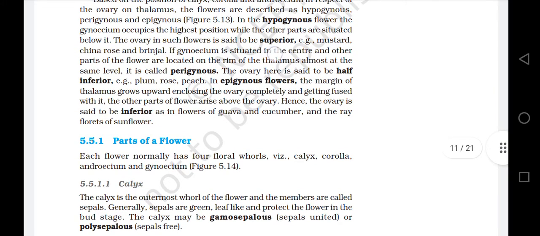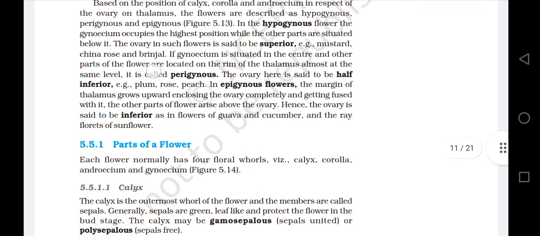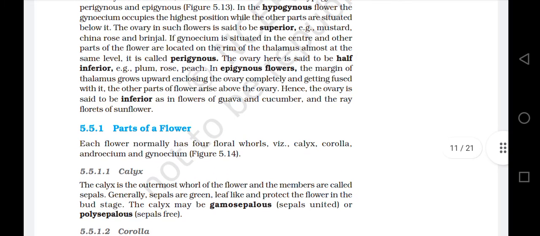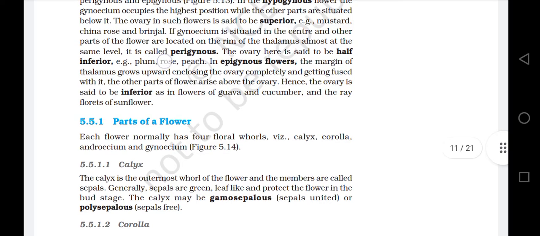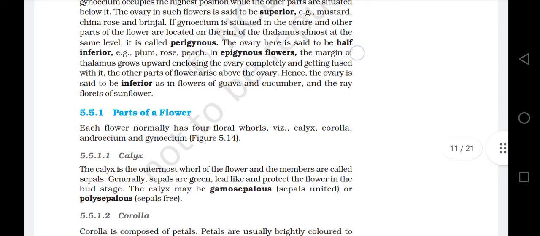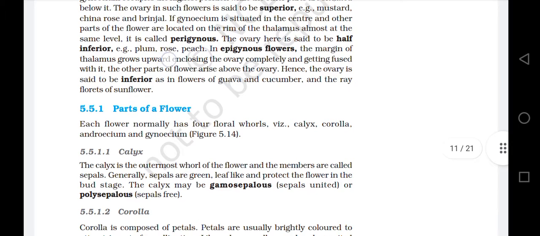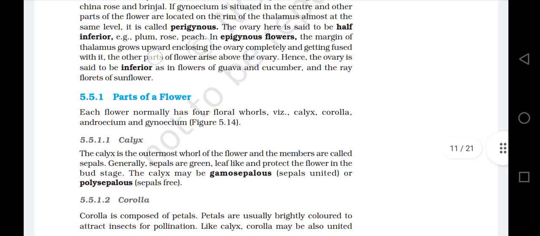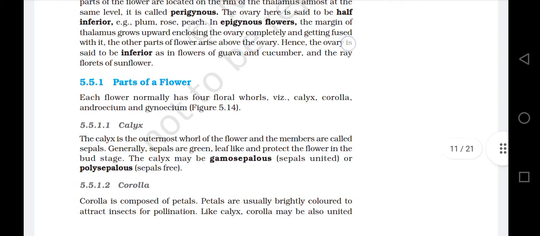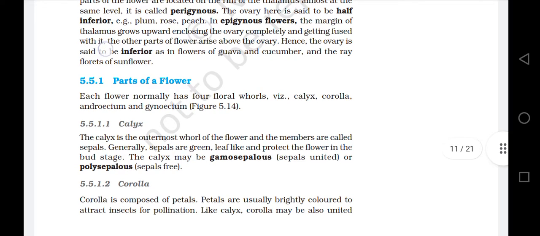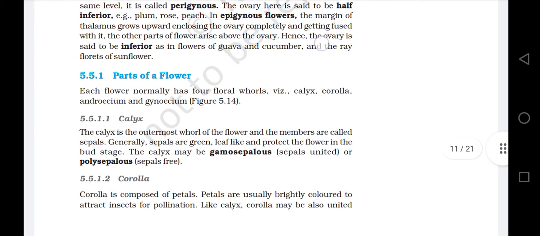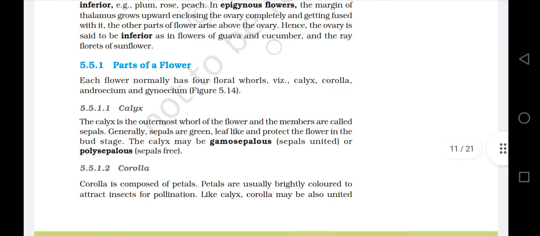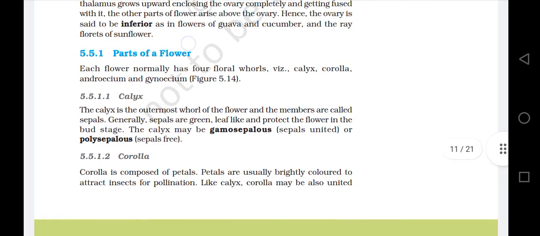If gynoecium is situated in the center and other parts of the flower are located on the rim of the thalamus, almost all at the same level, it is called perigynous. The ovary here is said to be half inferior. Example: plum, rose, peach. In epigynous flower, the margin of the thalamus grows upward, enclosing the ovary completely and getting fused with it. The other parts of the flower arise above the ovary, hence the ovary is said to be inferior, as in flowers of guava and cucumber, and the ray florets of sunflower.